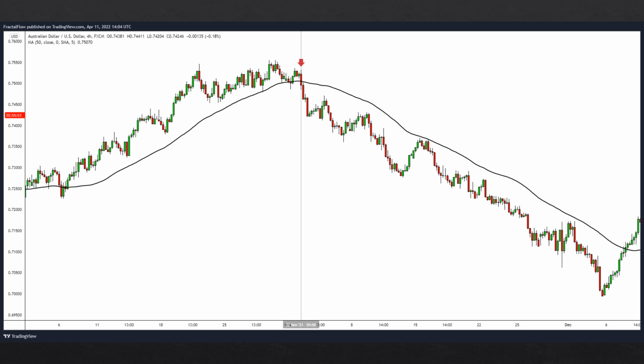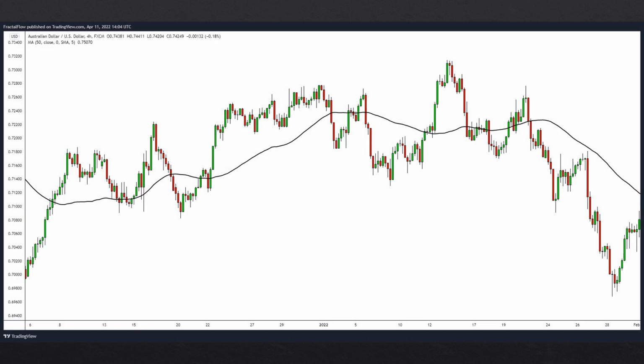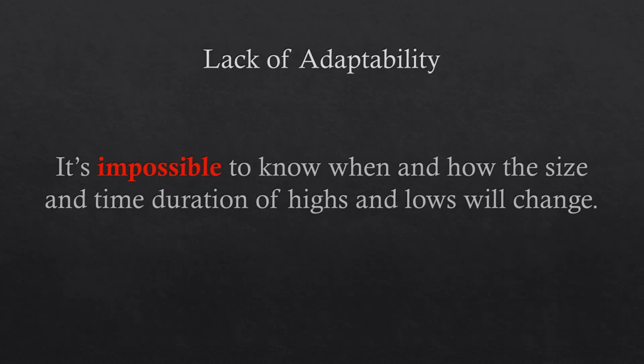However, when the relative size of highs and lows change, the 50-period SMA goes out of sync with price, and it becomes the worst technical indicator available to show smooth and timely changes in market direction, as you can see in this chart. The problem is that it's impossible to know when the size of highs and lows will change, and how they will change. It's precisely this lack of adaptability that makes moving averages work sometimes and fail miserably in others.